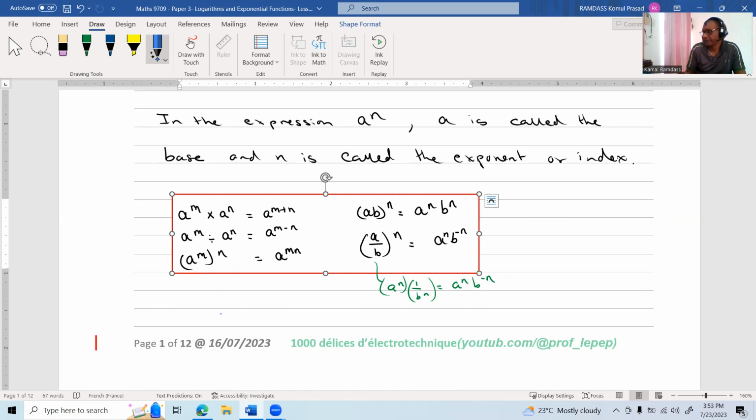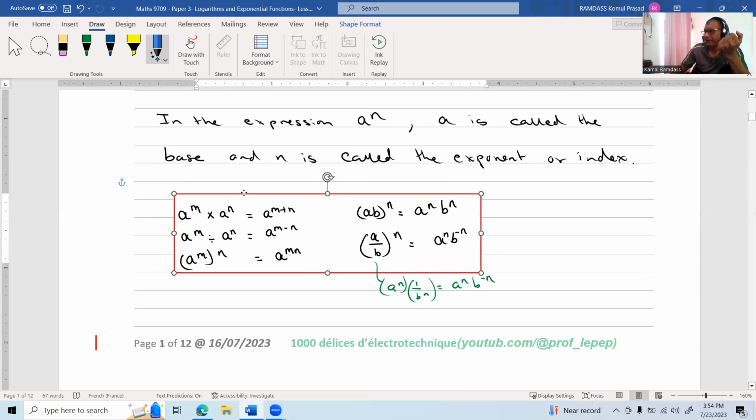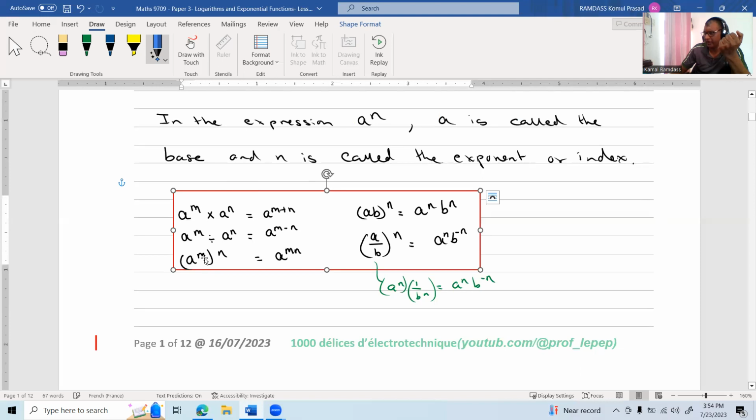Okay? Et A to the power of m multiplied by A to the power of n is equal to A to the power of m plus n. We add the powers. A to the power of m divided by A to the power of n is equal to A to the power of m minus n. We subtract the powers. And A to the power of m to the power of n is equal to A to the power of mn. We multiply the power.